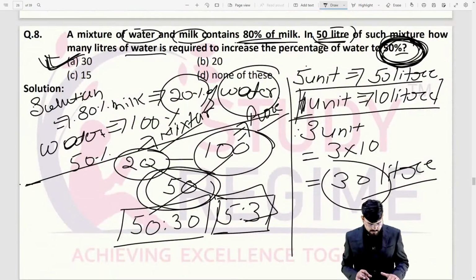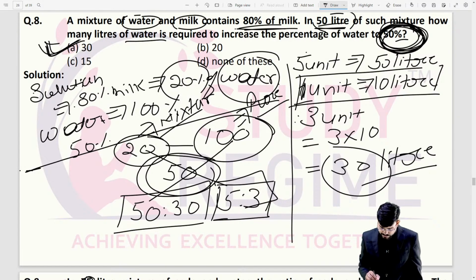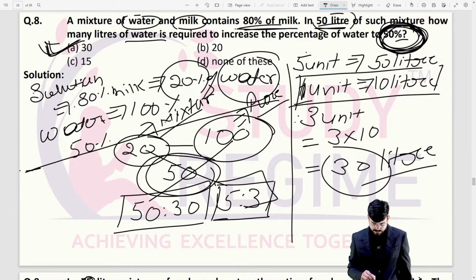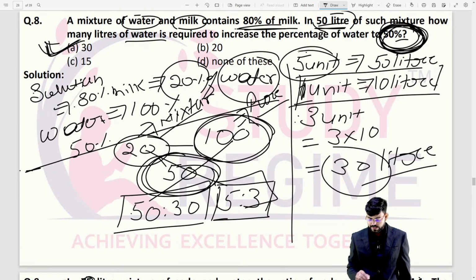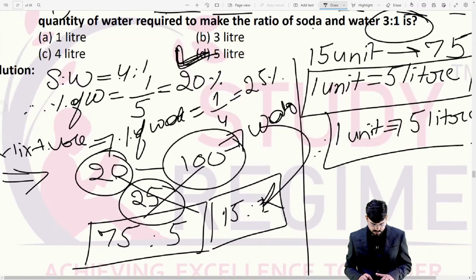Okay. In this question, a mixture of water and milk contains 80% milk. 80% milk means 20% water. How much water should be added so that the mixture has 50% water? So I have taken the 20% given in the mixture. Then I have added pure water, and the ratio after combining it will become 50%. Just subtract and compare these values, because 5 units represent 50 liters. So 3 units will represent how many liters? 30 liters. Clear? Okay.